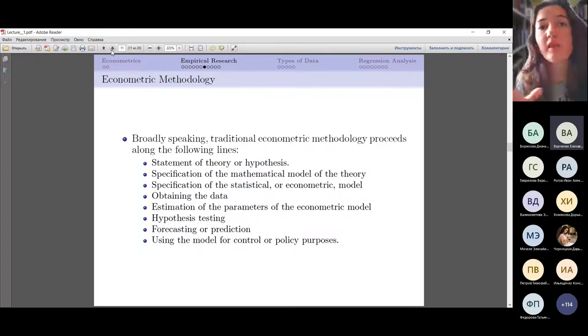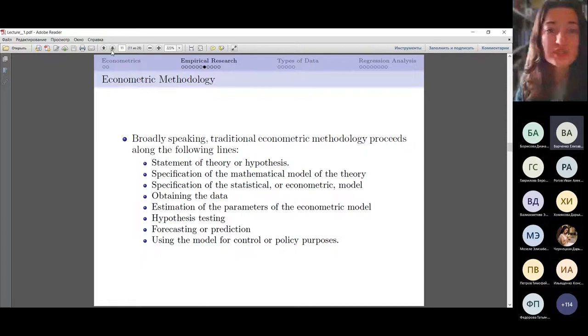Because of this, we use a sample. And because of this, when we interpret our results, we will say that on average, we think that this factor influences that other factor like this. So on average, and probability theory will play a really huge role in our research.